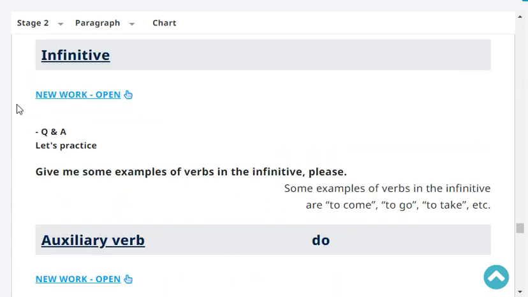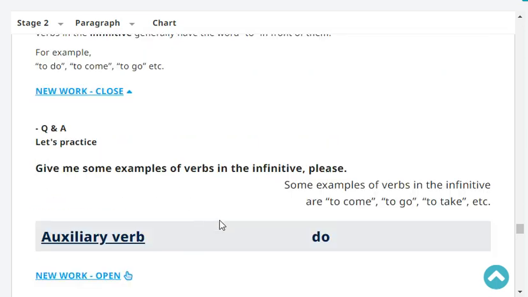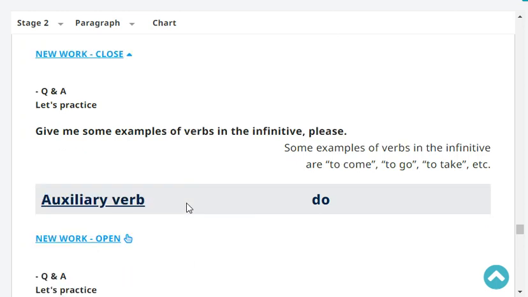Okay, next repeat. Infinitive. Very good. Okay, listen. Verbs in the infinitive generally have the word to in front of them and the base form of the verb. For example, to do, to come, to go, to run, to walk. So those are infinitive. Let's practice. Give me some examples of verbs in the infinitive, please. Some examples of verbs in the infinitive are to do, to come, etc. Very good.